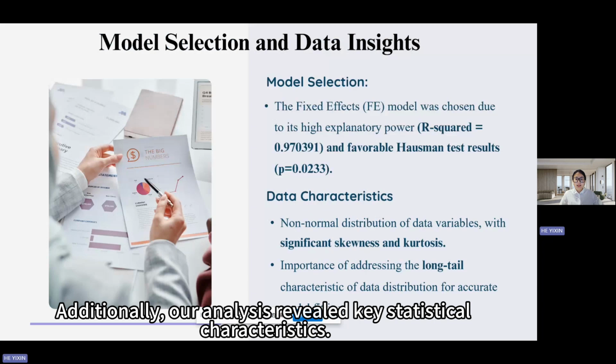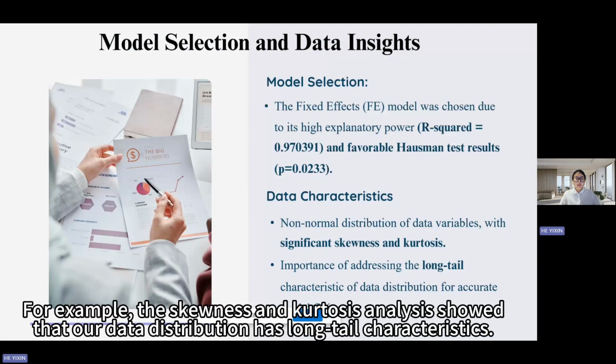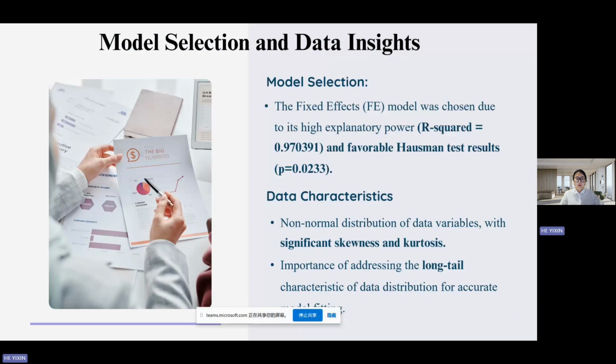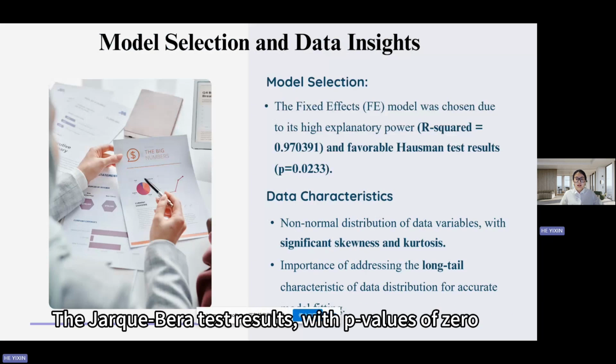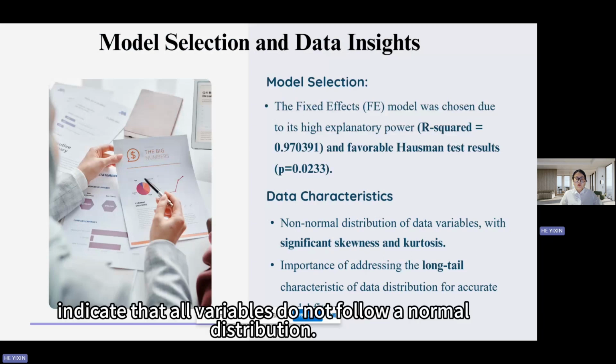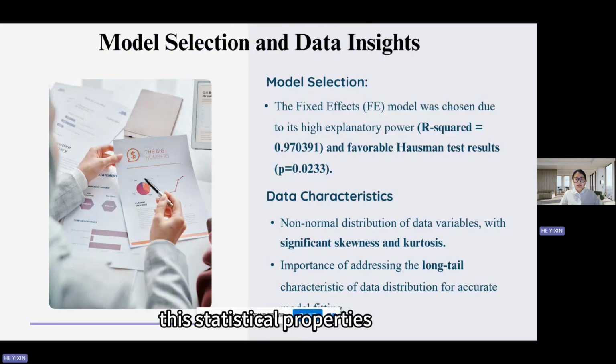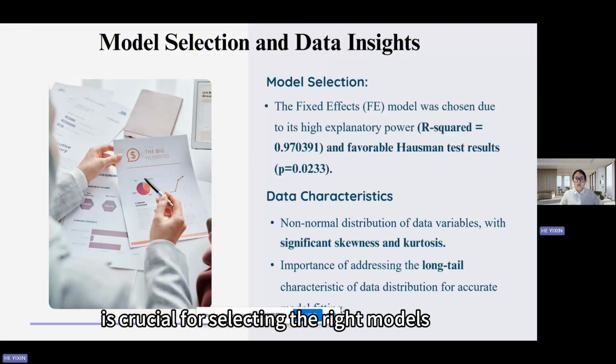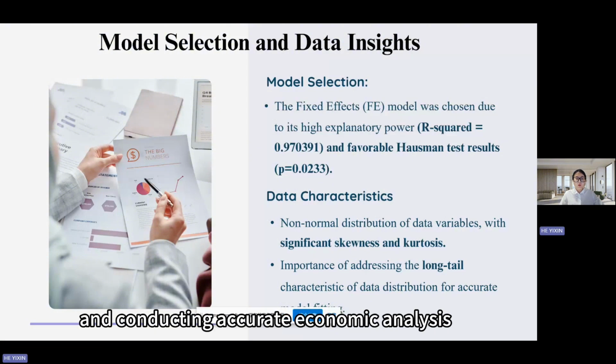Additionally, our analysis revealed key statistical characteristics. For example, the skewness and kurtosis analysis shows that our distribution has long-tail characteristics. The Jarque-Bera test results with a p-value of 0 indicated that all variables do not follow a normal distribution. Understanding these statistical properties is crucial for selecting the right models and conducting accurate economic analysis.